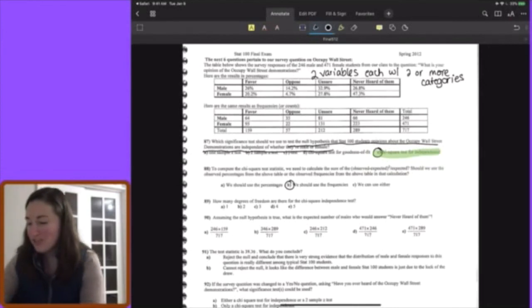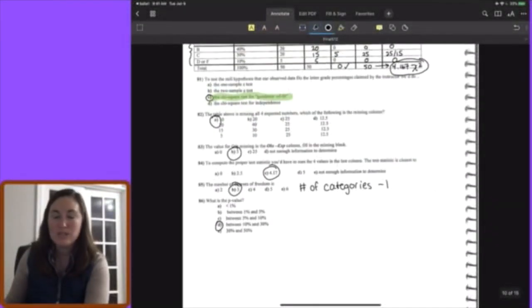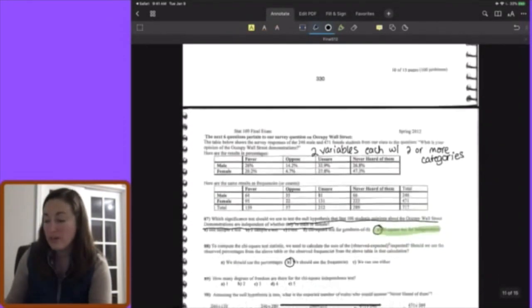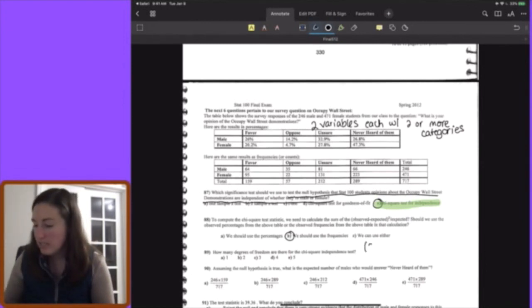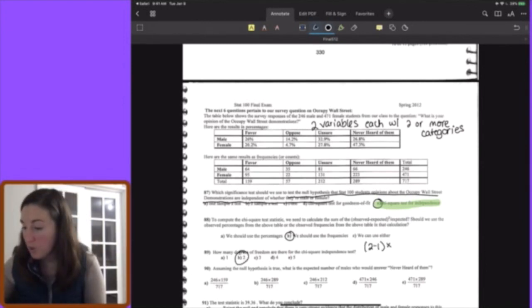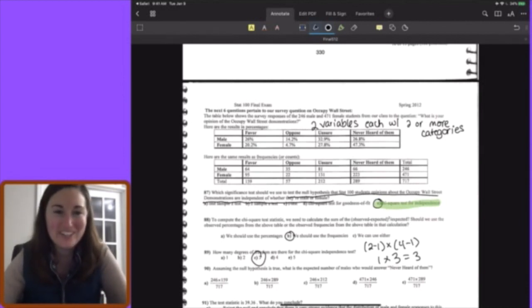What are the degrees of freedom? So again, we're going to do kind of like we did up here. We said number of categories minus 1, but I'm going to do it for both variables. So my first variable is just, are you male or female? So that is going to be 2 minus 1. There's favor, oppose, unsure, or never heard of them. So this should be 4 minus 1, right? 1 times 3. This should be 3. Sorry, guys. There we go. That looks good.